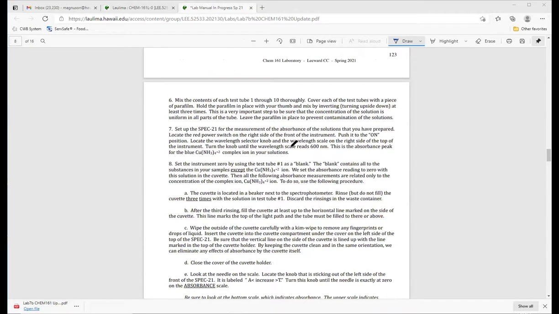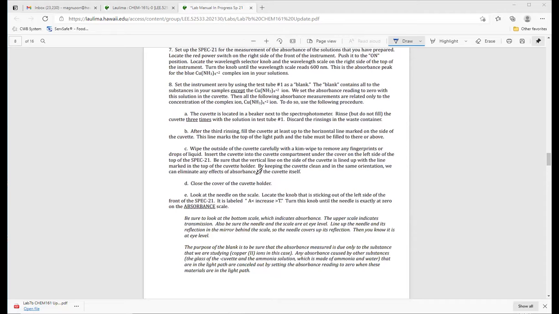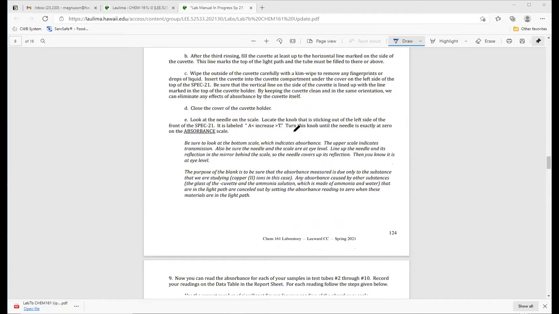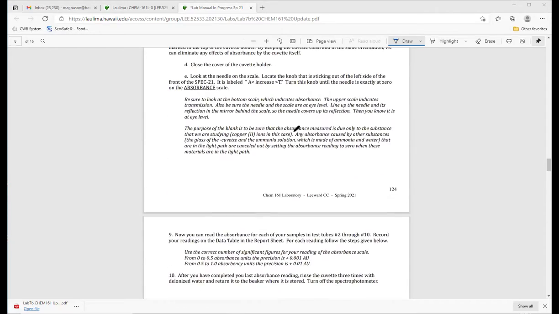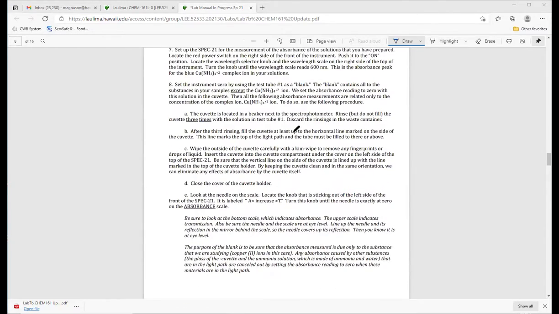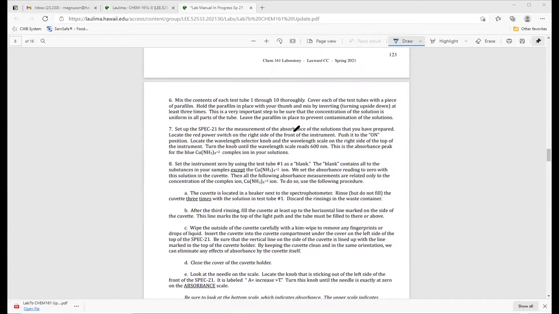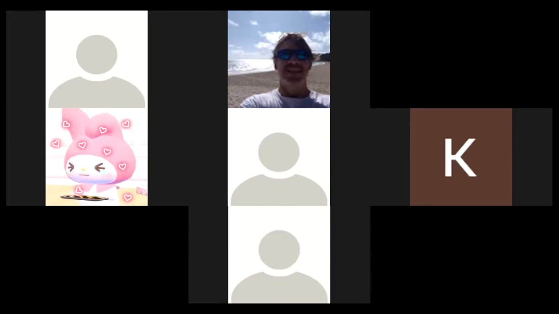It says to set your spectrophotometer to... what does it say? 600, is that it? 600 nanometers, right? So we're going to set it to 600 nanometers, which is in the yellow to orange range, right? So that's good. So we're going to be able to differentiate between the absorptions. Okay, let's go back to the screen.